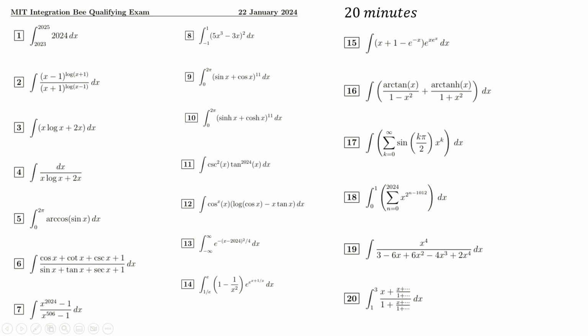This is the MIT Integration B qualifying exam for 2024. Quite hilariously, you were given 20 minutes to do as much of this as you can. I think the tactic should just be to spot the ones that are easy and try and do those as quickly as you can, and then think about the ones that are harder. But anyway, let's see if I can do this in 20 minutes.